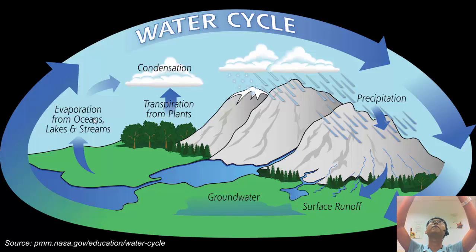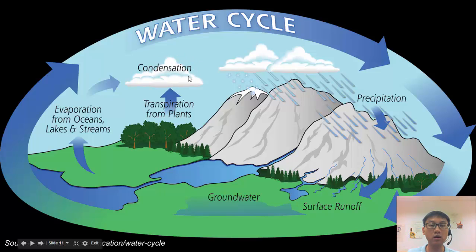Once it reaches up into the sky, the sky is much cooler. So when it's cooler, remember what happens? Because there's heat loss, the water vapor will condense. And when it condenses, it will form tiny water droplets and they will group together to form your clouds. So condensation forms clouds. When the clouds get too heavy, they will fall as rain. And then this whole process occurs over and over again.